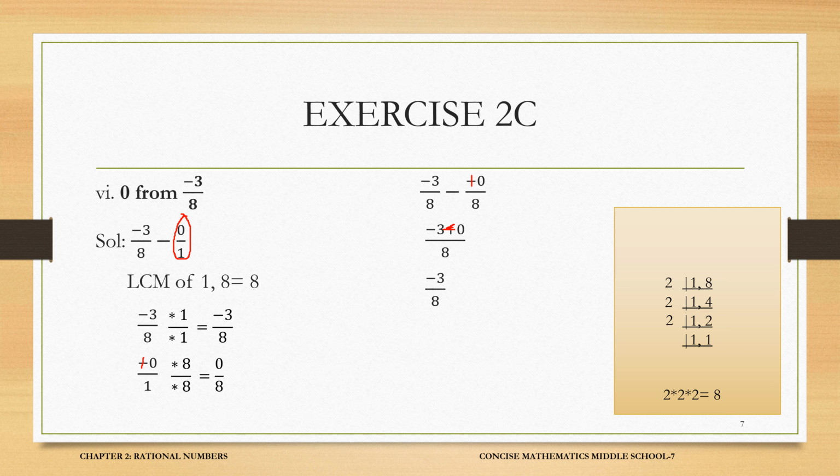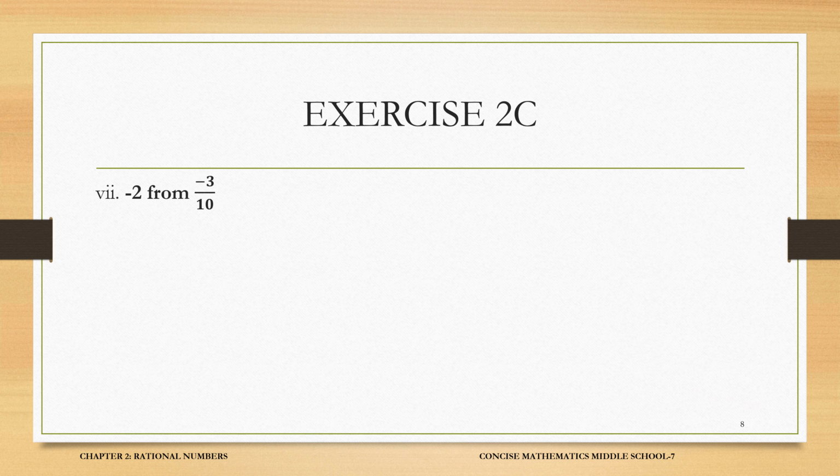Seventh question. Minus 2 from minus 3 by 10. From this minus 3 by 10, you need to remove this minus 2. So just write down minus 3 by 10 minus of minus 2 by 1. I am writing this integer in a rational number form, that is minus 2 by 1. Even here the denominators are different, so we need to take the LCM of 10 and 1. It becomes 10.